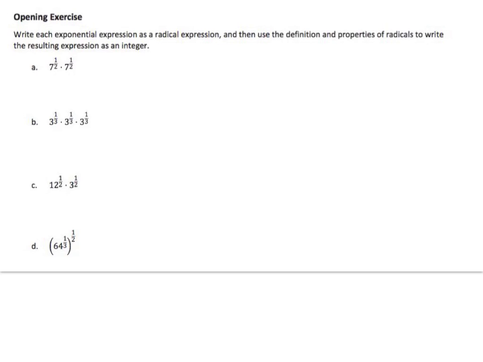Write each exponential expression as a radical expression, then use the definition and properties of radicals to write the resulting expression as an integer. I'll do the first one for you, and then I'm going to push pause and have you try to do the ones on your own. Okay, so here I can change 7 to the 1/2 to the square root of 7 times the square root of 7, and we know that the square root of a number times the square root of the same number gives us the number. But we can say that is going to be the square root of 49, which gives us 7, right? Okay, I'm going to push pause, and you can try these next ones.